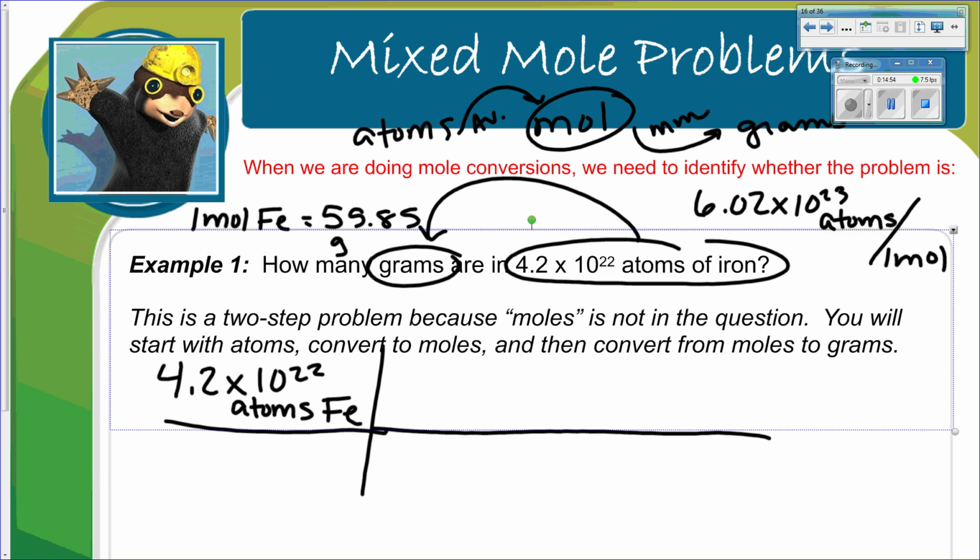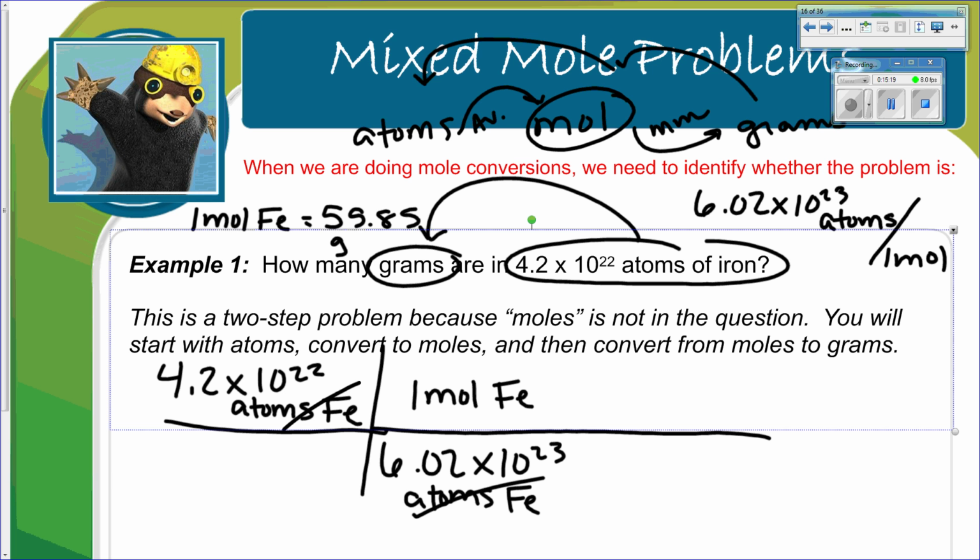And you can go backwards. You could even start from grams, go back to moles, and then go back to atoms or particles or anything else you're looking for. You can also go from atoms to moles and then moles to liters. You can use any one of these interchangeably. So in this case, we've got 6.02 times 10 to the 23rd atoms of anything, remember, not just iron, atoms of anything are in one mole.